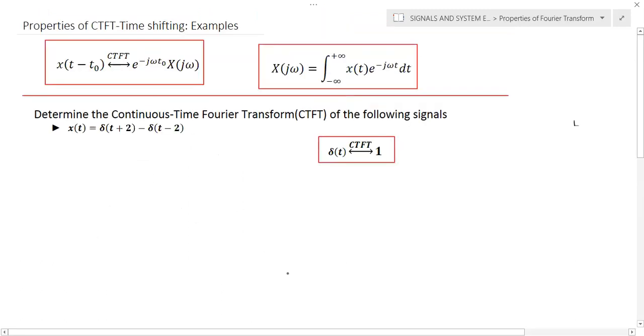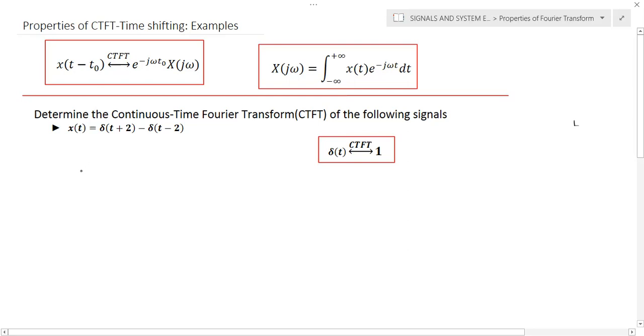Now we'll discuss another question. Two shifted impulse signals are given, del of t plus 2 minus del of t minus 2. We know the Fourier transform of del of t is 1, or you should remember this particular result. We already solved this particular question in the previous lectures. The Fourier transform of del of t is 1.